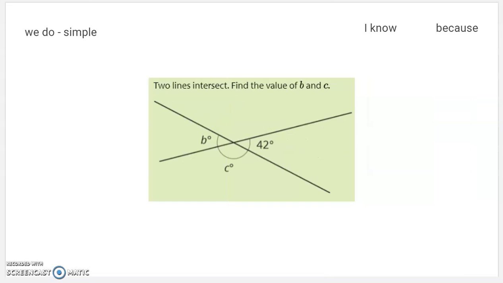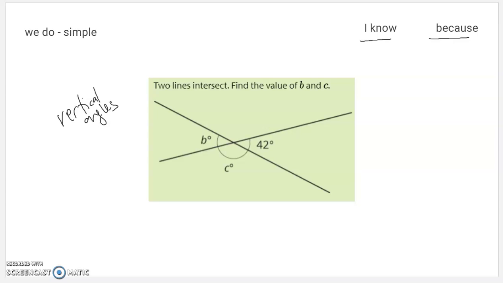So here's a simpler one. Two lines intersect, find the value of B and C. So you'll notice we have vertical angles here. If you want to write that down. Very straightforward set of vertical angles. So I like to use "I know because" language to solve these things. I think it's good for you to think about it that way because it keeps your thoughts organized and makes sure you know the reason for each of your moves.